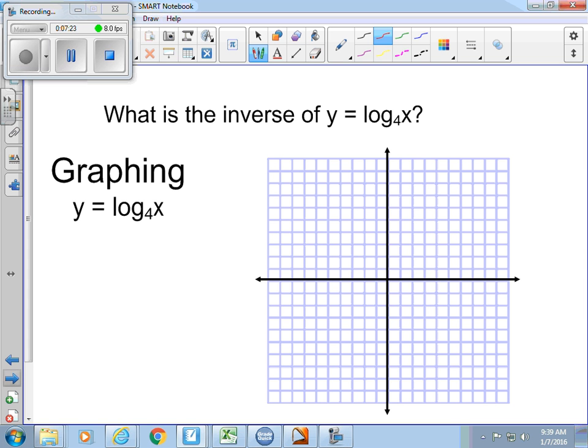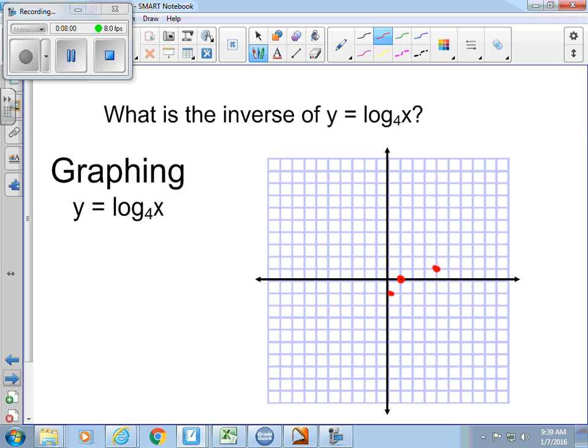Okay, (1, 0). (1, 0) is on every logarithm. Do you agree? So if you're graphing a logarithm and it has no transformations, you might as well start with that one. Now, normally (1, 4) is on the exponential, so what would be on the logarithm? (4, 1). And (-1, 1/4), so what would that translate to? (1/4, -1). Everyone see where I'm getting those 3 points?